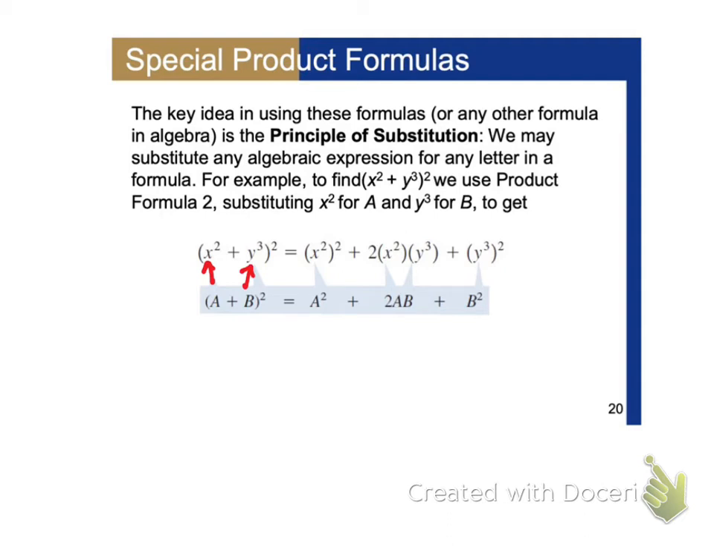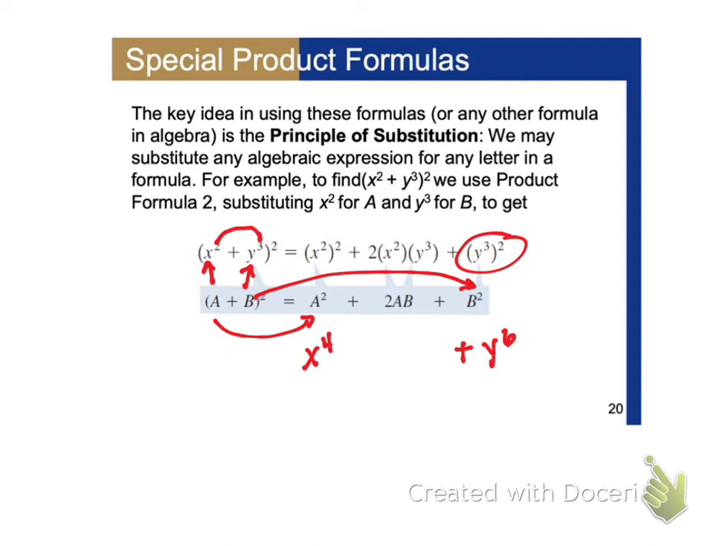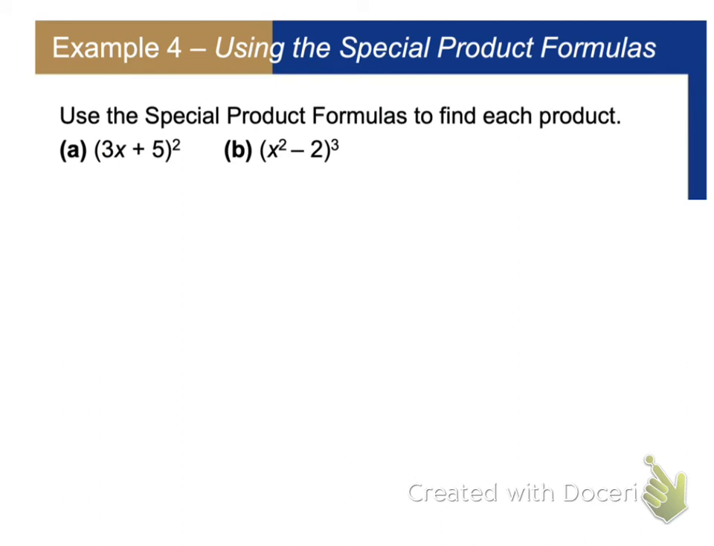And so remember how we did that expansion: we would square the first term. So what we're really doing is taking x squared and squaring it, which is x to the 4th. And then we're taking the last term and squaring it, taking y cubed and squaring it, so we end with y to the 6th. And then we take the two terms, multiply them, and double it. So 2 times the product of those two terms: x squared times y cubed is x squared y cubed, and doubled it would be plus 2x squared y cubed. So again, as the terms in the binomials get more complicated, we can just use this principle of substitution. So let's see if we can practice our special product formulas with these examples.